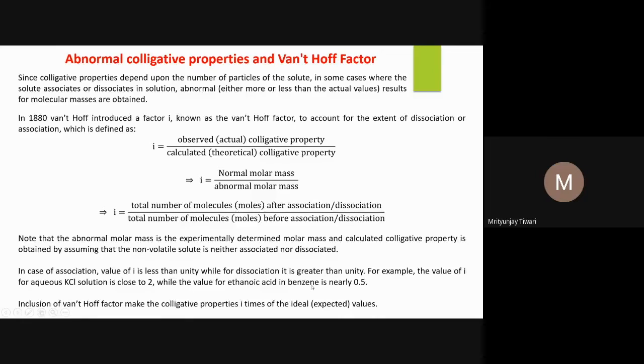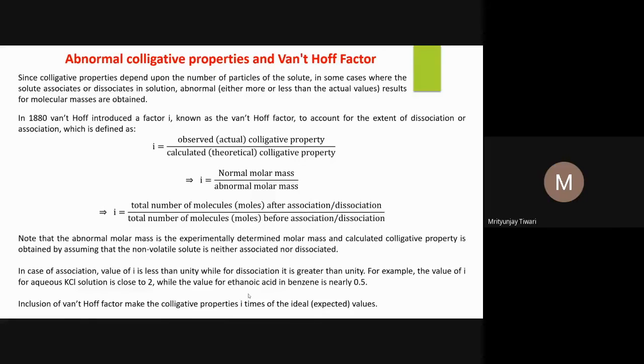For example, the value of i for aqueous KCl solution, KCl being a strong electrolyte, is close to 2, while the value for ethanoic acid in benzene is nearly 0.5, because ethanoic acid forms a dimer in benzene due to the hydrogen bond between two ethanoic acid molecules. Similarly, benzoic acid also gets dimerized, because the carboxylic acid groups interact and form a dimer.